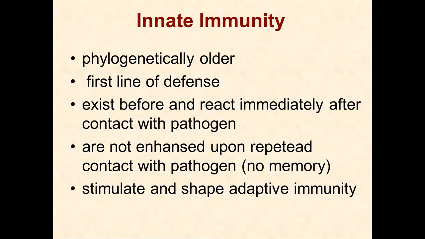And what are the main properties of innate immunity? It's genetically older than adaptive. It's the first line of defense, and it exists before and reacts immediately after contact with pathogen. And there is no development of immunologic memory in innate immunity. It's a property only of adaptive immunity. And mechanisms of innate immunity stimulate and shape adaptive, so they work together.